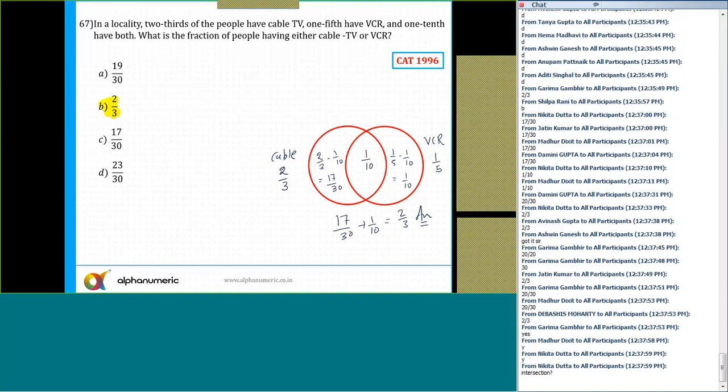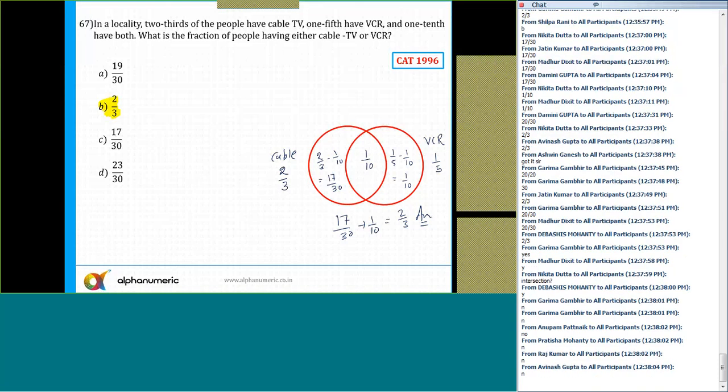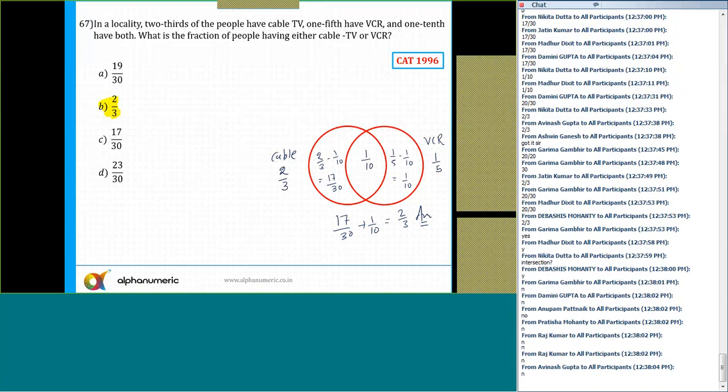Any doubts? No, you do not need to take interest. It says either cable TV or VCR. The person should have either cable TV or they have got a VCR.